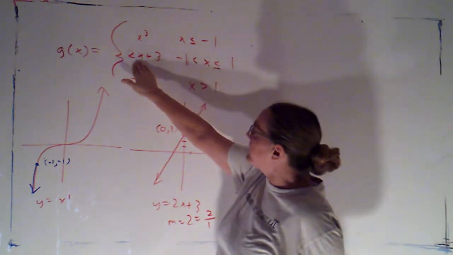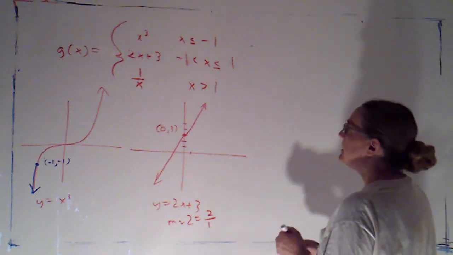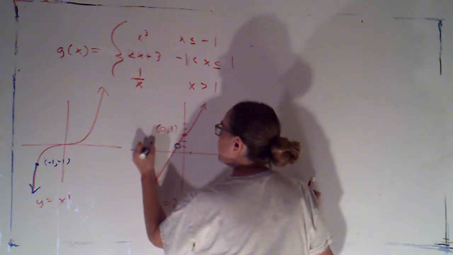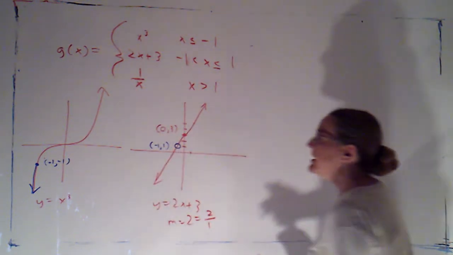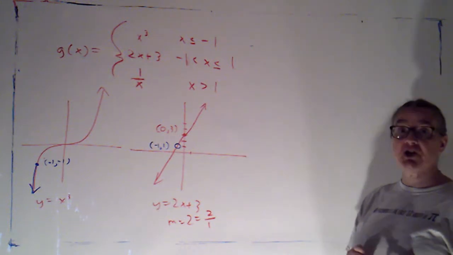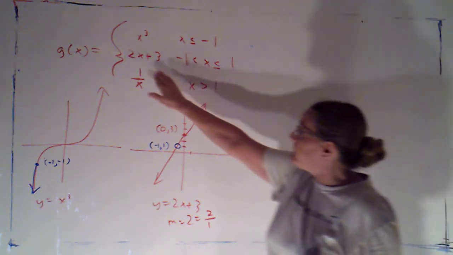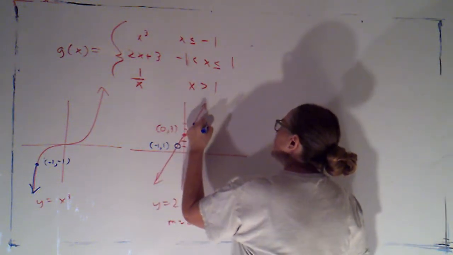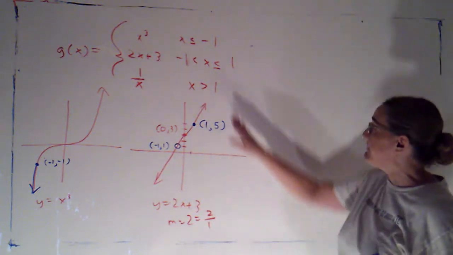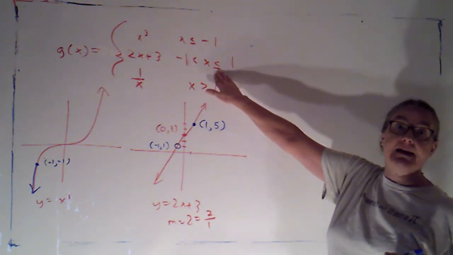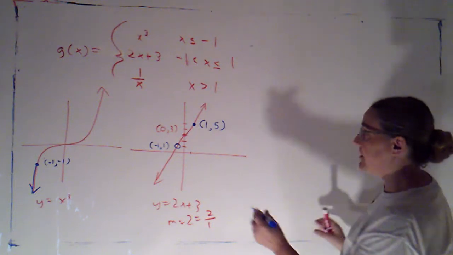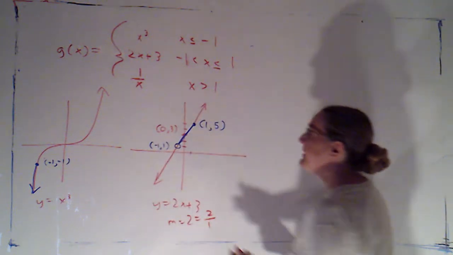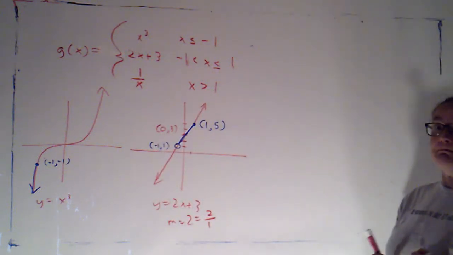If I plugged in -1, I'd get -2 plus 3, which is 1. So there would be a point at -1, 1, but I'm going to draw that as an open circle, a hole, because we're not going to include that in our graph of g. At 1, if I plug in 1, I get 2 plus 3, which is 5. So I'll have a point at 1, 5, and that one's filled in because it's an inclusive inequality. I wanted the part of the graph where x was between -1 and 1, so it's the middle portion of that line.